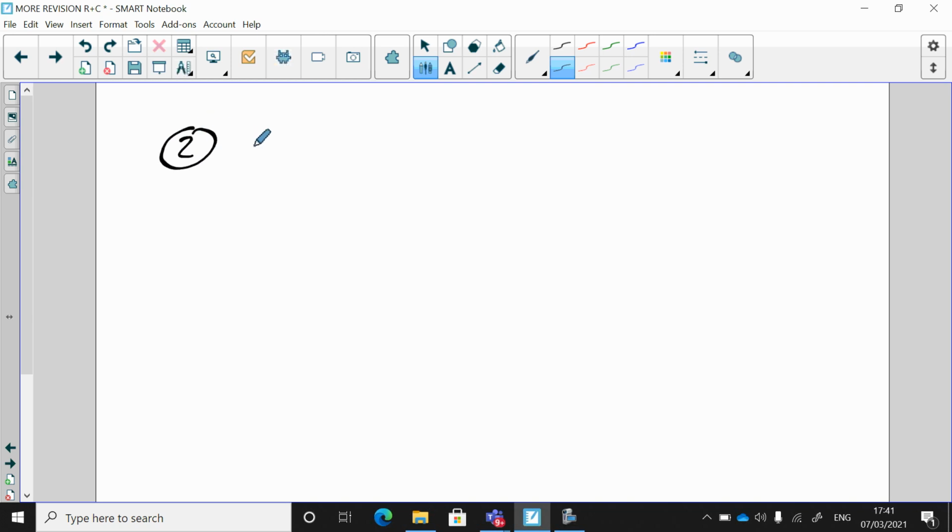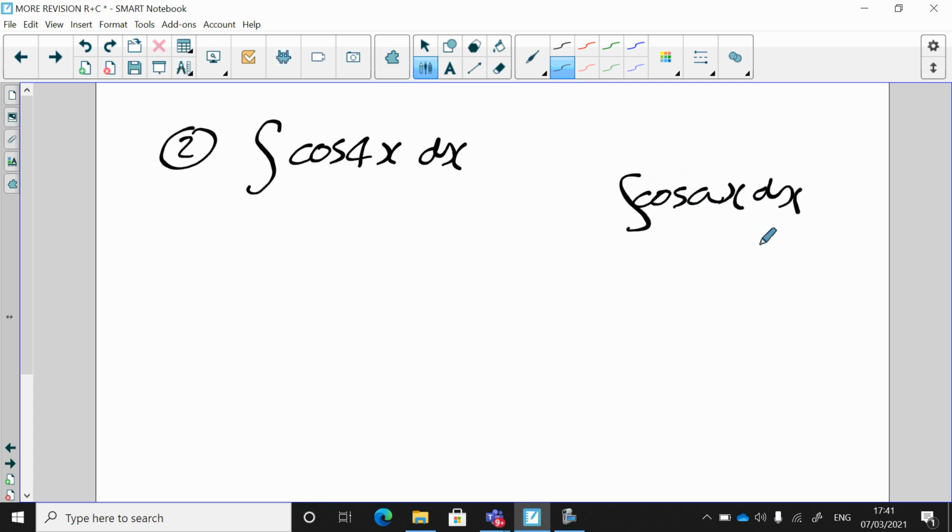number 2. So it looks like a nice little trig function here: the integral of cos 4x with respect to x. We'll just look at your formula sheet there, and just look at the correct ones. Cos 4x. So you probably see something like cos ax, the integral of that, and it'll tell you that's 1 over a sine ax plus c. So that's what you're doing there.